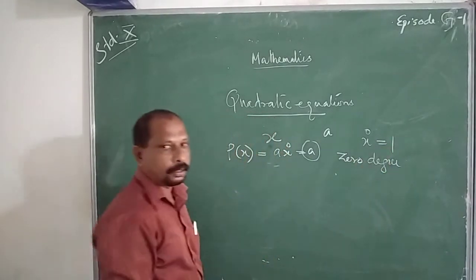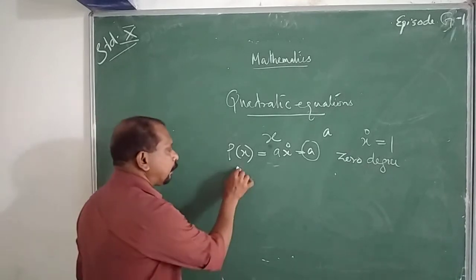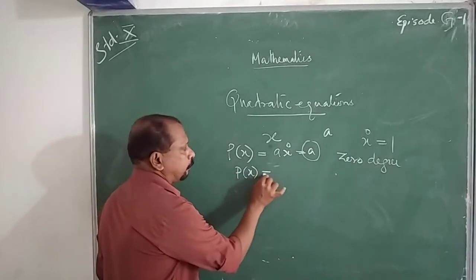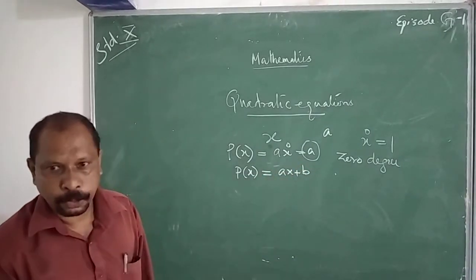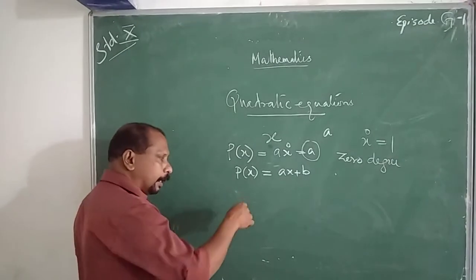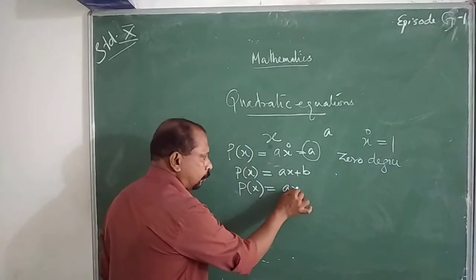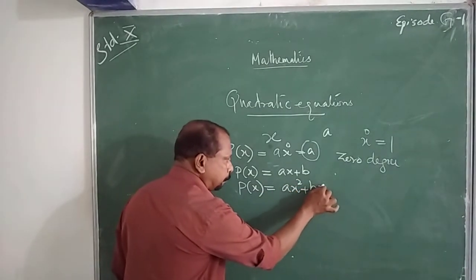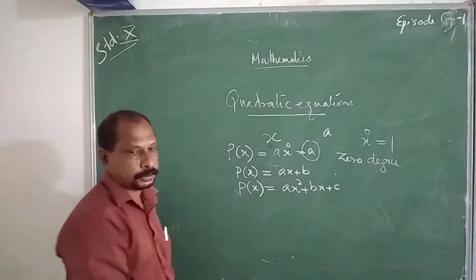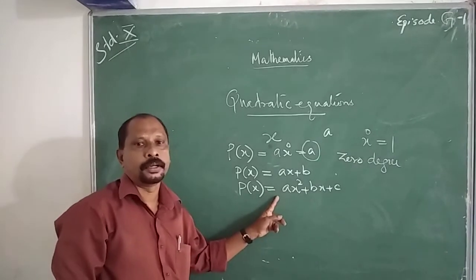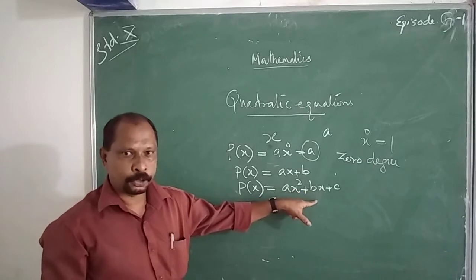This is known as a zero degree polynomial. And when the highest power of that variable is 1, that is a first degree polynomial, that is p of x is equal to ax plus b. That is the general form of that polynomial. Then, similarly, the second degree polynomial is p of x is equal to ax squared plus bx plus c. x is the variable, a, b and c are the constants. But there is a condition for that one: a is not equal to 0. If it is 0, it reduces to the first degree polynomial.